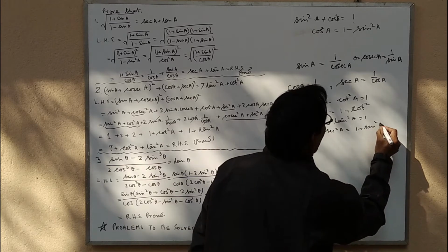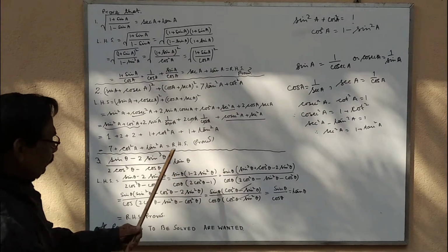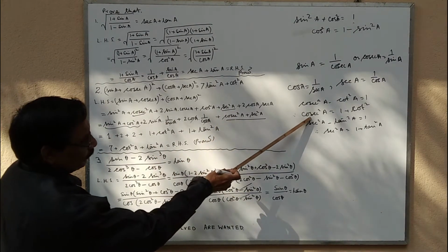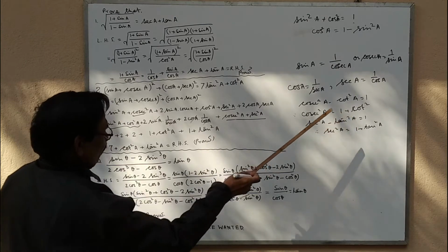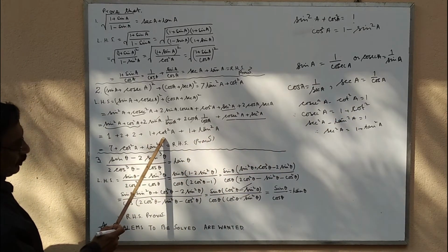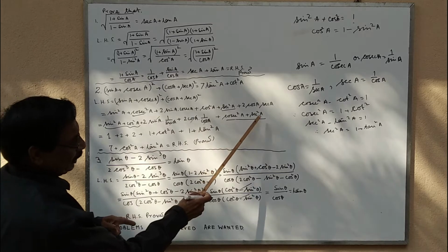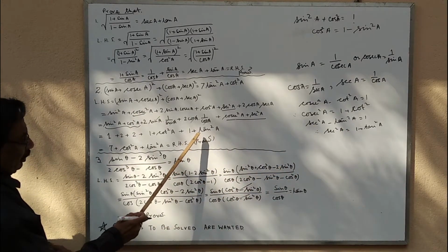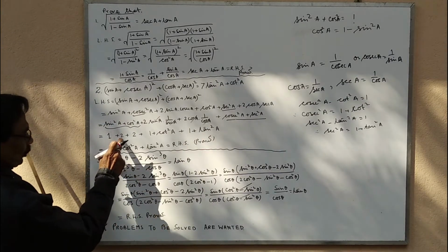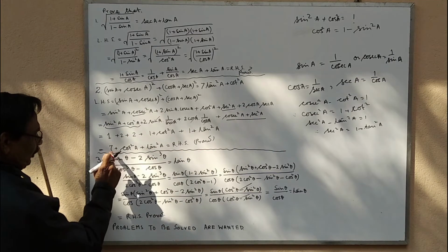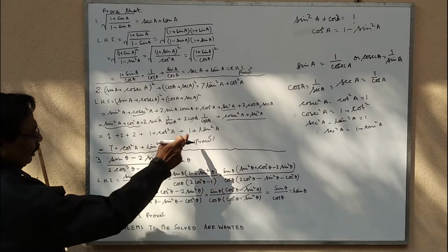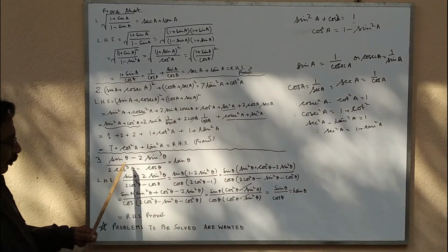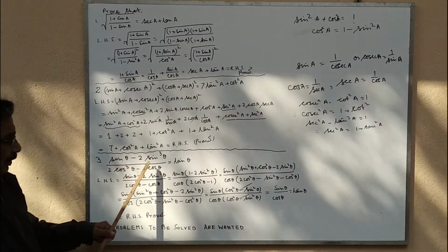Here cosec square a equals 1 plus cot square a, and sec square a equals 1 plus tan square a. Putting this, it will be 1 plus 2 plus 2 plus 1 plus 1, it will be 7, plus cot square a and tan square a. Proved.